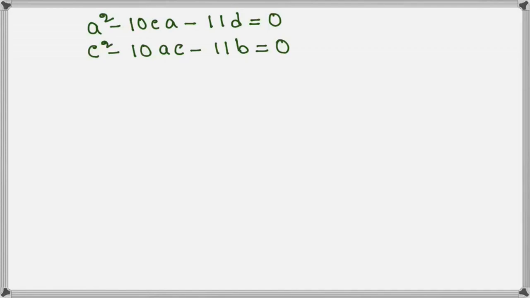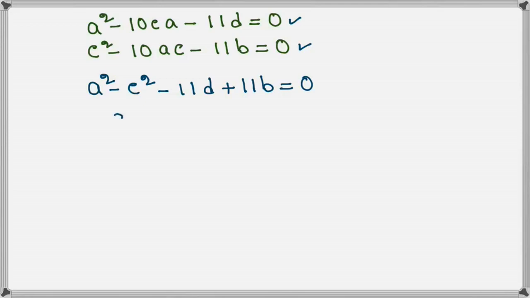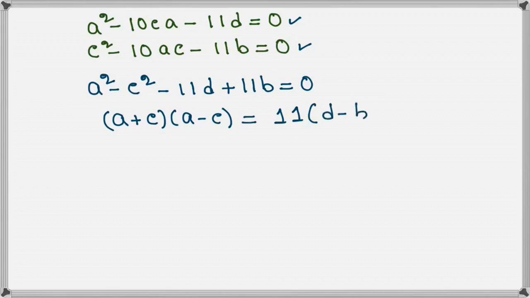If we subtract the second equation from the first one, we obtain a square minus c square minus 11d plus 11b is equal to 0. That means we are getting (a plus c) into (a minus c) is equal to 11 into (d minus b). We will now find out what is d minus b.